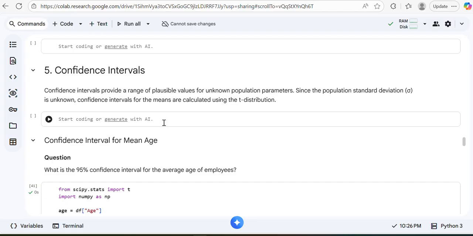Confidence intervals. I then constructed confidence intervals. The first confidence interval estimated the average employee age. I am 95% confident that the true average age lies between 30.76 and 31.04 years.